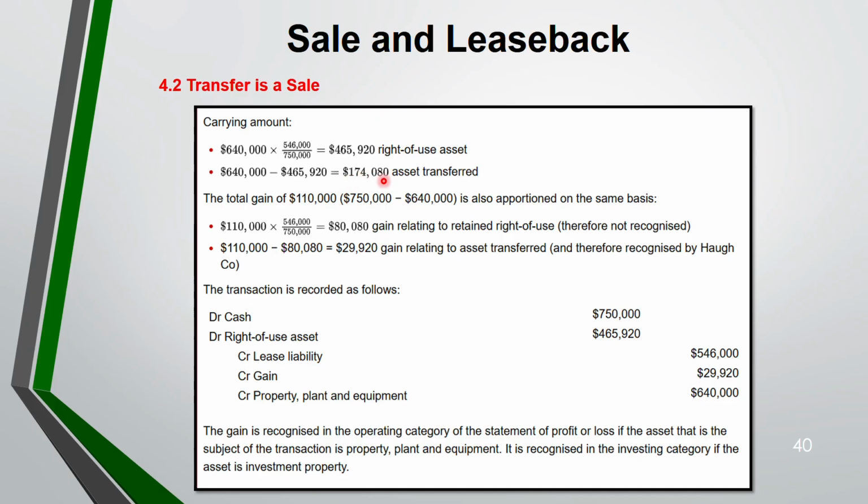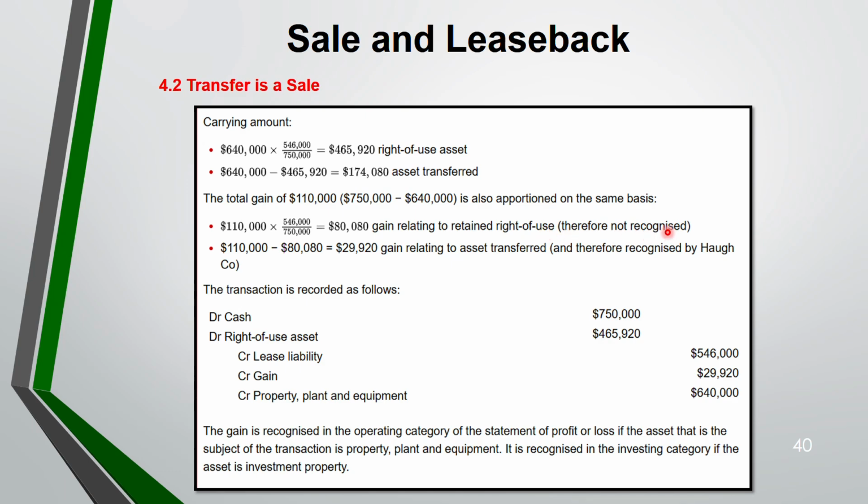Then let us come to the gain. Gain also is the same proportion, 546 divided by 750. If you understood this proportion well, you have understood everything. This you have to do for the carrying amount as well as the gain. So this is the gain. This gain is relating to the right of use asset. Therefore, you are not going to recognize it.